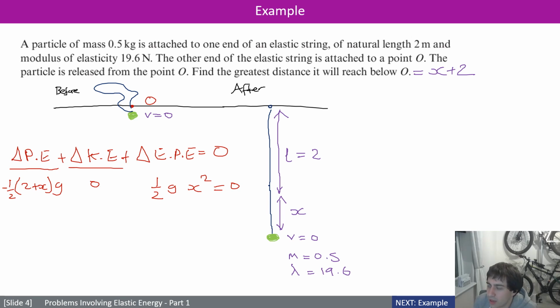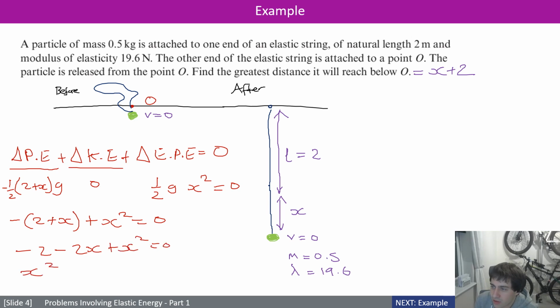Let's multiply by 2 and divide by g. So we'll get minus of 2 plus x plus x squared equals 0. That gives us minus 2 minus x plus x squared, and we've got a nice, fairly simple looking quadratic. X squared minus x minus 2.